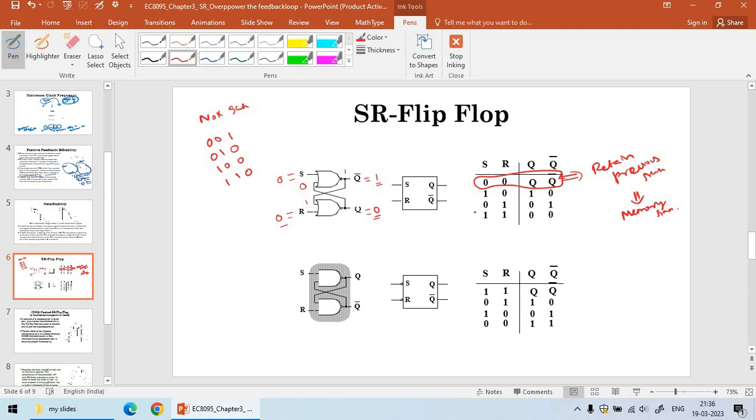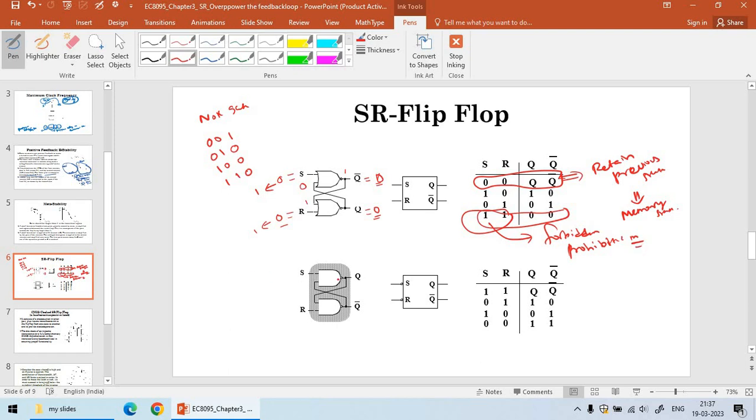The other case, we change both inputs to 1. If both the inputs are 1, the Q, that is the output of the first NOR gate, should be equal to 0. The second NOR gate output should also be equal to 0. This is violating the rule of Q and Q bar. They should be complement to each other, but this is not the proper operation of a flip-flop. So this condition 1 and 1 is forbidden or prohibited in SR type. That's why we are going for other types of flip-flop.